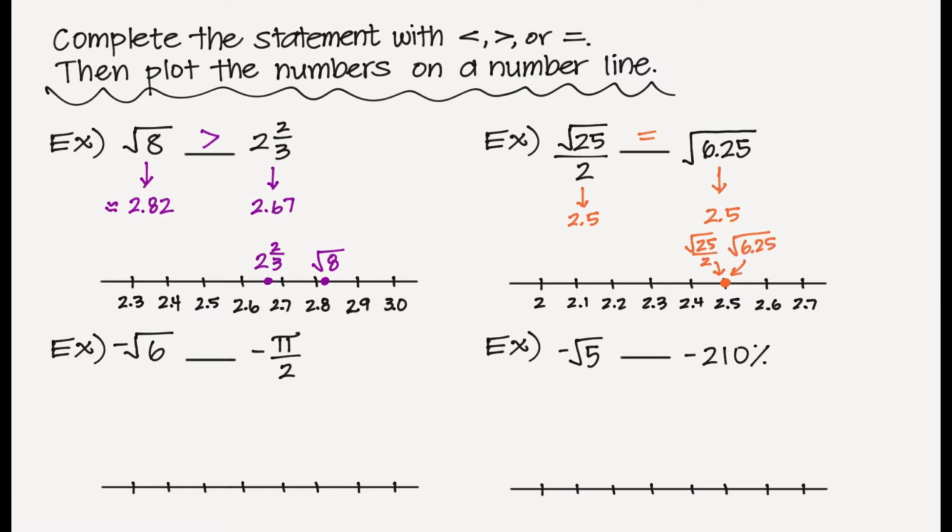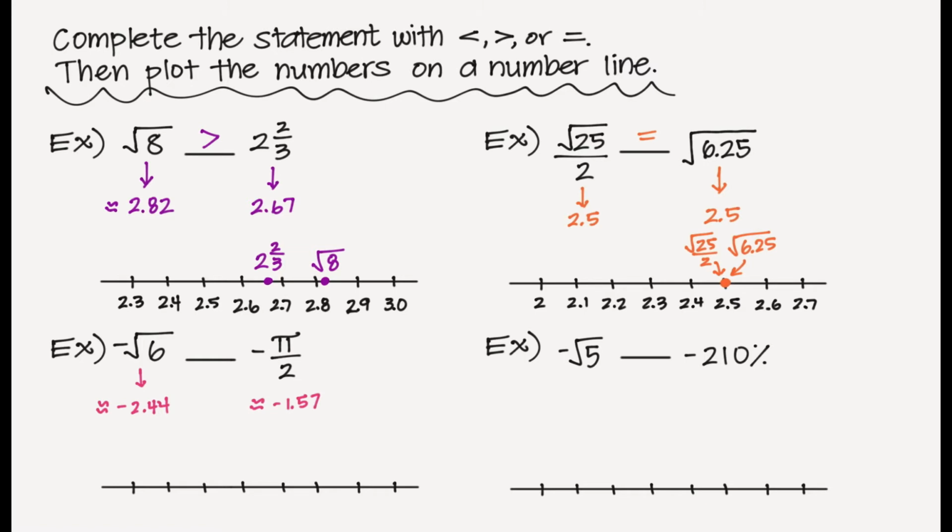but I'm going to label both square root of 25 over 2 and the square root of 6.25. For our next example, we have negative square root of 6, and we also have negative pi divided by 2. So first I'm going to take the square root of 6, and then I'll make it negative. So that would be negative 2.44 if I round it. And negative pi divided by 2 would be about negative 1.57.